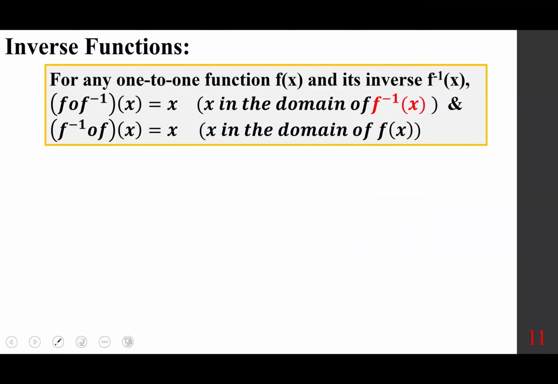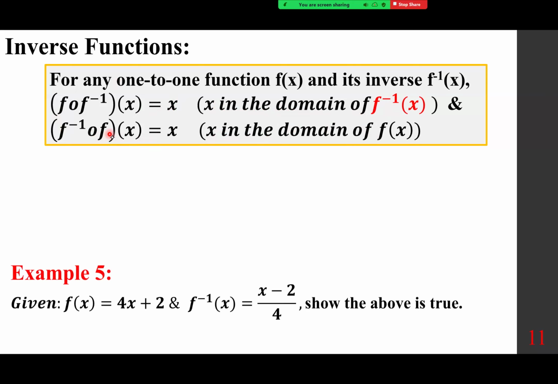Inverse functions. For any one-to-one function f of x and its inverse f inverse of x, f of f inverse of x equals x, and f inverse of f of x is x. Their composite function is x. In the first case, x is in the domain of f inverse. In the second case, x is in the domain of f, okay?